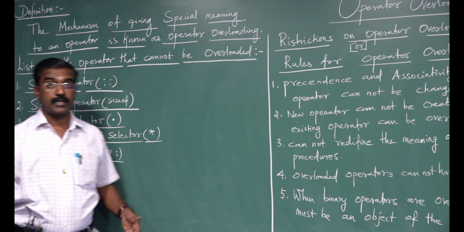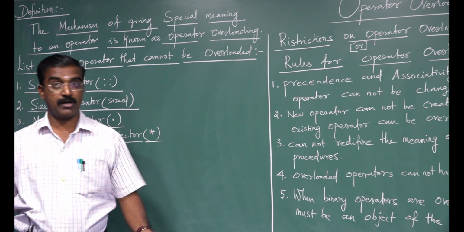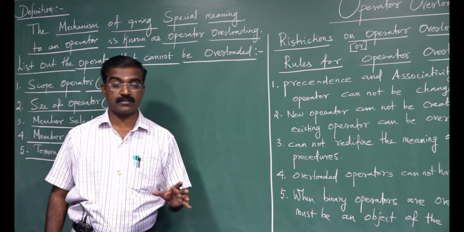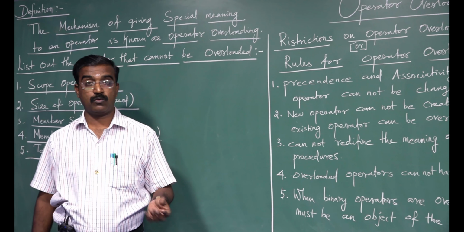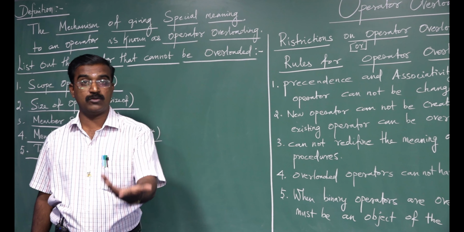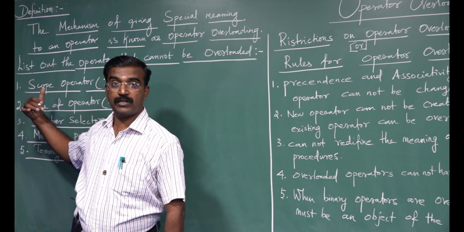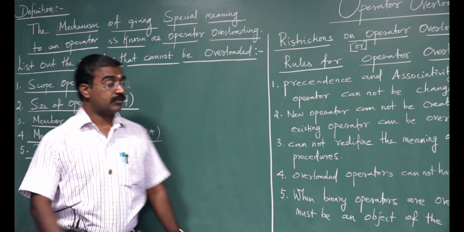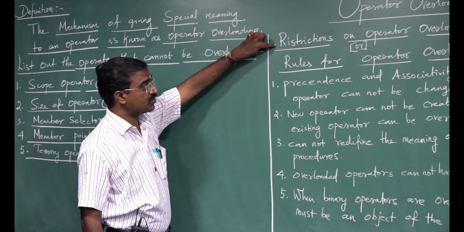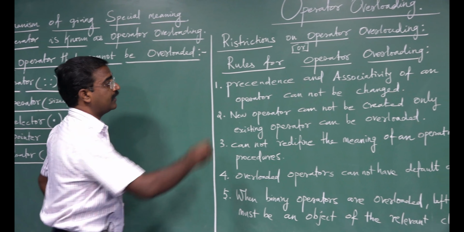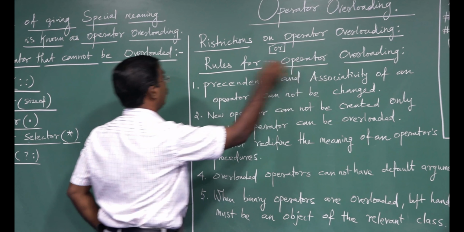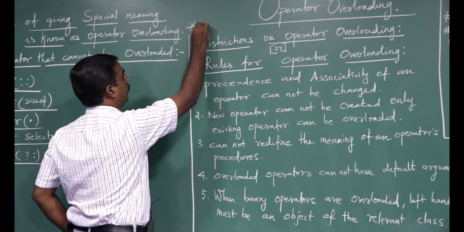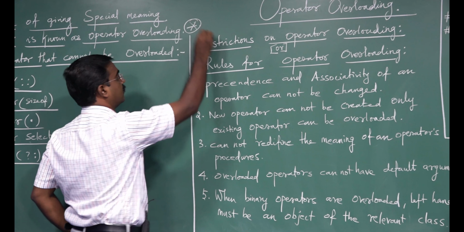Now, in 2 mark and 3 mark, and sometimes 5 mark also, the question asked is what is operator overloading and its rules. We learned the definition. Dear children, these are the restrictions of operator overloading and the rules for operator overloading. This is important for 5 marks and 3 marks.